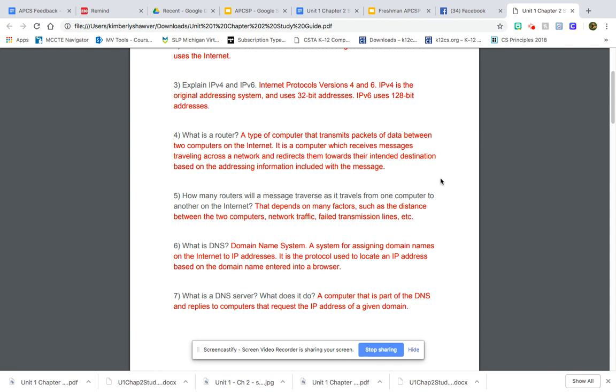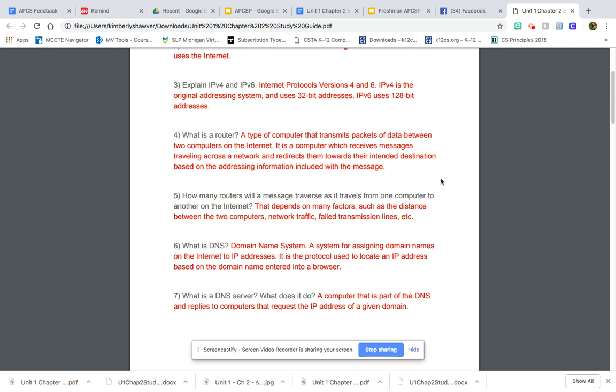What is a router? A router is a type of computer that transmits packets of data between two computers on the internet. It is a computer which receives messages traveling across the network and redirects them towards their intended destination based on the addressing information included with the message.